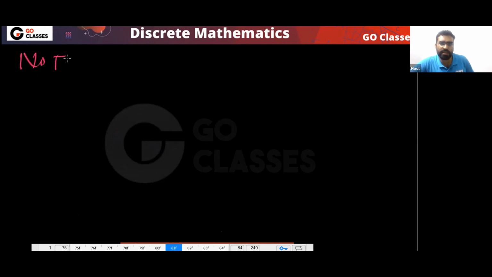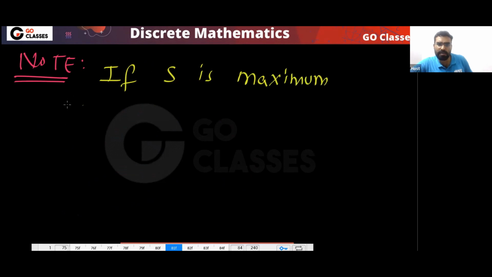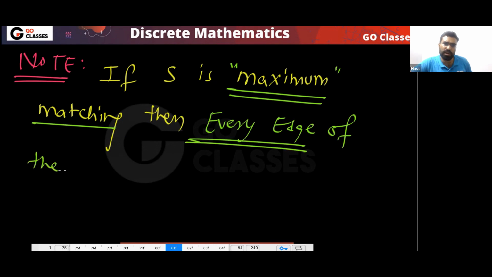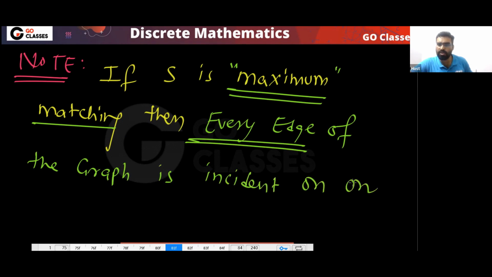This is a note you can take, a very simple point. If S is a maximum matching, then every edge of the graph is incident on at least one of the vertices, incident on some vertex covered by S. This is a true false statement someone can ask you.